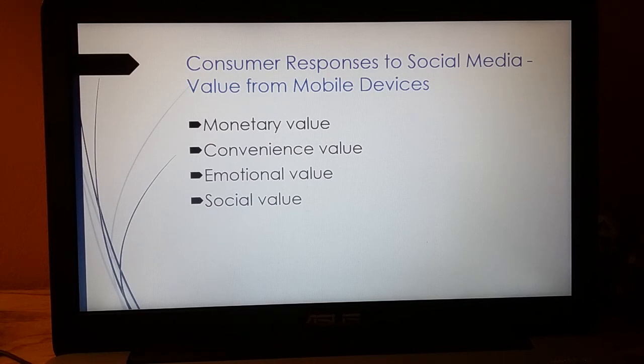And then social value, and we're going to talk more about that as we go on, that people want to feel accepted by others and impress them by using their mobile devices. It's still considered at some level a status symbol.